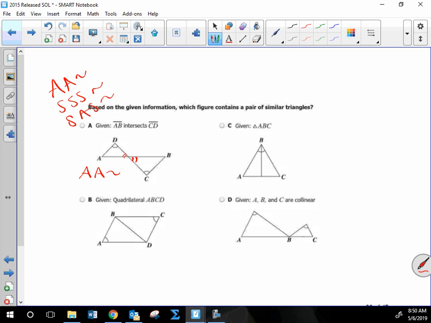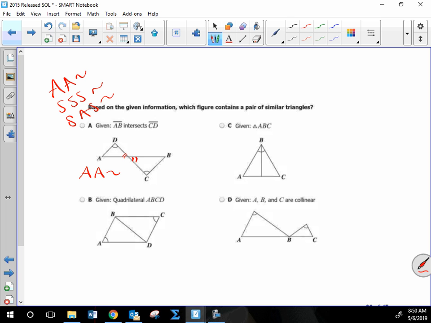It just says triangle ABC. They didn't tell us that this was isosceles. They didn't tell us that this was perpendicular. So we don't have any more information on that. We don't know that it's been cut in half equally. Given that it's a quadrilateral, you don't know parallelogram, so be careful there. They're trying to trick you with parallelogram.